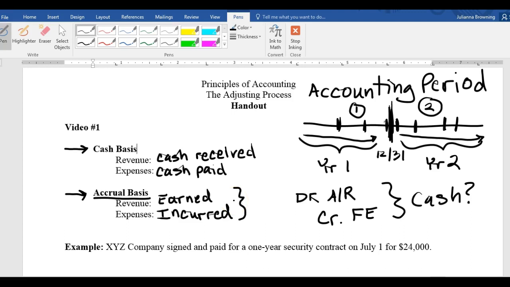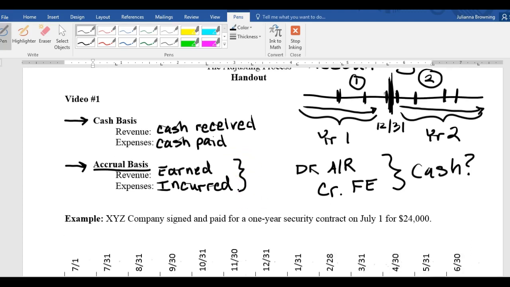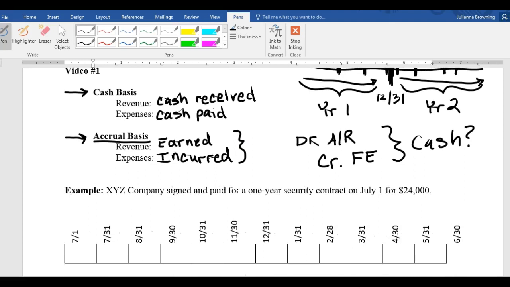So I'm going to go through an example with you of what we mean by that, and we're going to introduce the matching concept to you at this time as well. So let's look first at our example. We've got a company, and they signed and paid for a 1-year security contract on July 1st for $24,000.